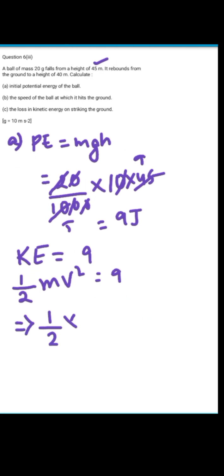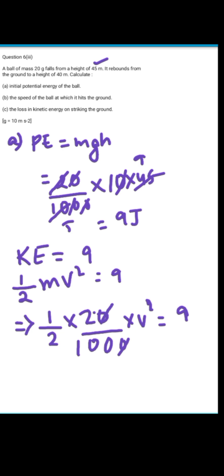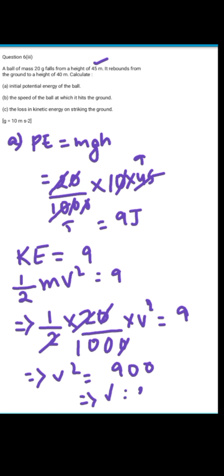Half, the mass is again 20 by 1000, v square equals to 9. So v square is equal to 900. So v will be equal to 30 meter per second. This is the velocity with which the ball is going to hit the ground.